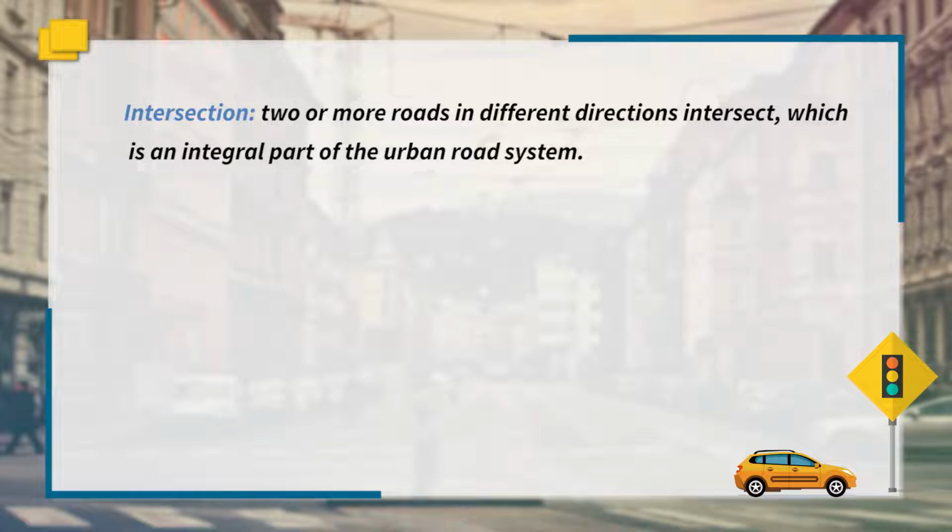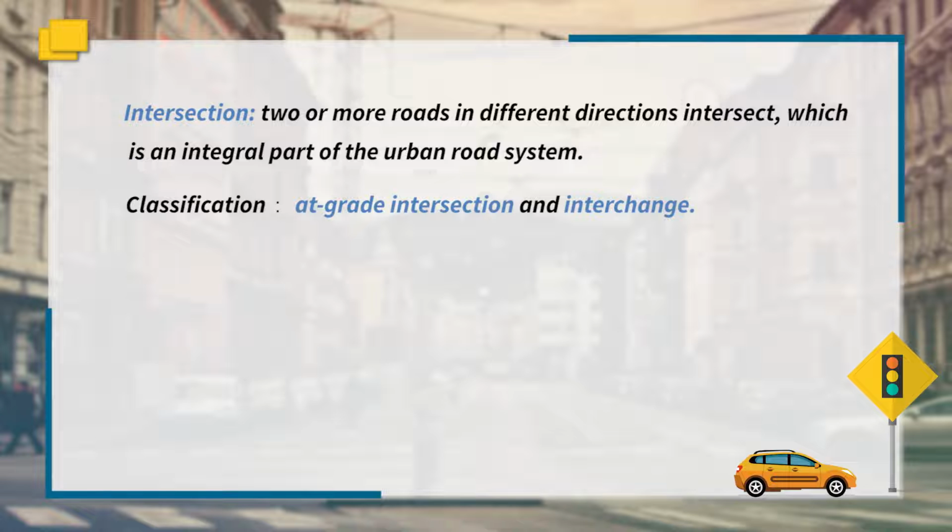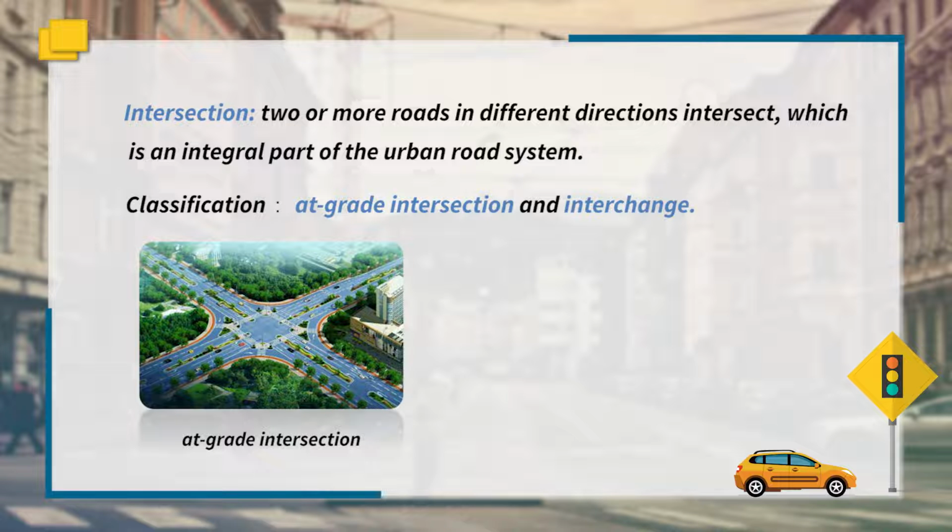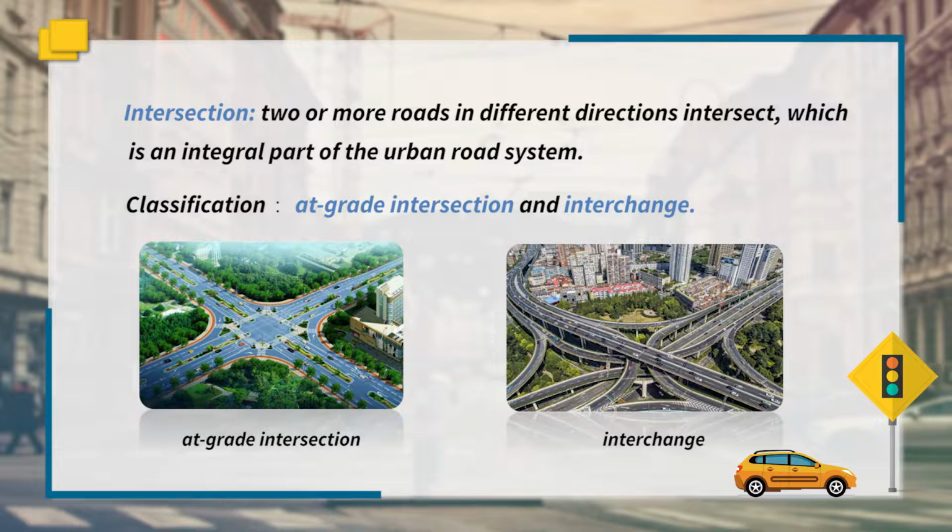Intersections play an important role in the urban road network. An intersection is defined as two or more roads in different directions intersecting, which is an integral part of an urban road system. They can be classified into at-grade intersections and interchanges.